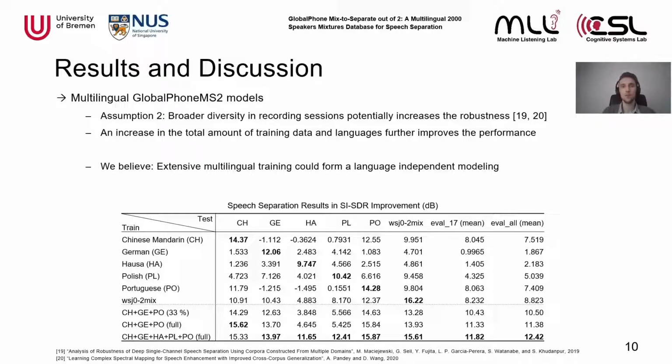Maybe at this point, a few words regarding the Wall Street Journal Zero-to-Mix monolingual model. This model shows a reasonable performance in general and can occasionally attain superior performance in cross-lingual settings, even if the model was trained on a different corpus. Also, the model can outperform the trilingual model on Hausa and Polish. The Wall Street Journal data was recorded in clean, homogeneous settings and comprises a slightly higher number of speakers. We suspect that this could be an explanation for the good results.